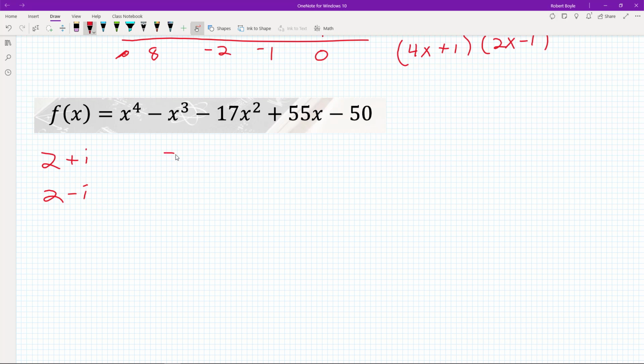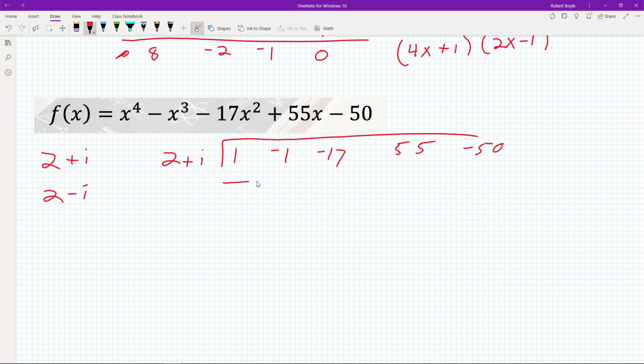Here we're going to have 2 plus I, and we are going to divide 1. Our coefficients are 1, -1, -17, 55, and then -50. I should have given myself more room over here. Draw my line, bring my 1 down, and then 2 plus I times 1 is, well, 2 plus I. -1 plus 2 plus I is 1 plus I. 2 plus I times 1 plus I, if you do the math, you'll find that to be 1 plus 3I.